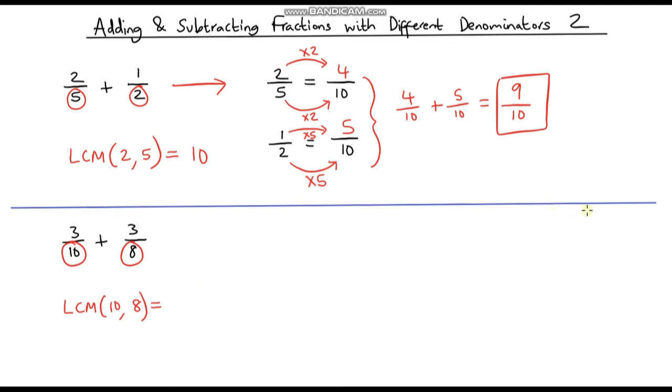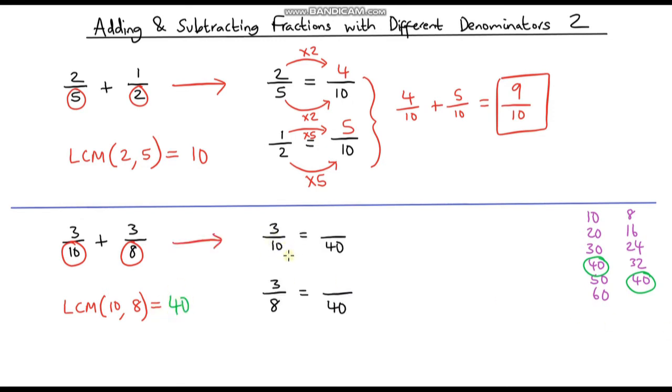So the multiples of 10, we've got 10, 20, 30, 40, 50, 60. I'm just going to stop there. And now the multiples of 8, we've got 8, 16, 24, 32, 40, and I don't need to go any further because now I can see that 40 is a multiple of 10 and 40 is a multiple of 8, and that is the first one that appears in both lists. So 40 is the lowest common multiple. So that is what my denominator is going to be.